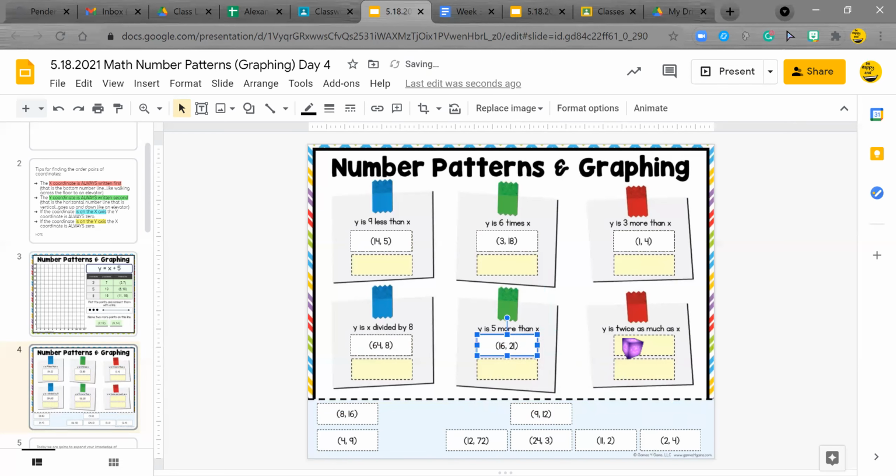Now let's look at this last one. Y is twice as much as X. So we're looking for something twice as much. What about 8 and 16? What's 8 times 2? Yes, it is twice as much as X.